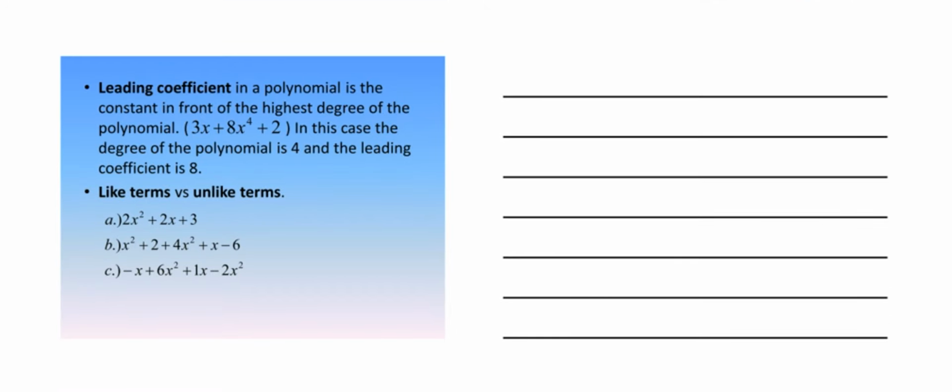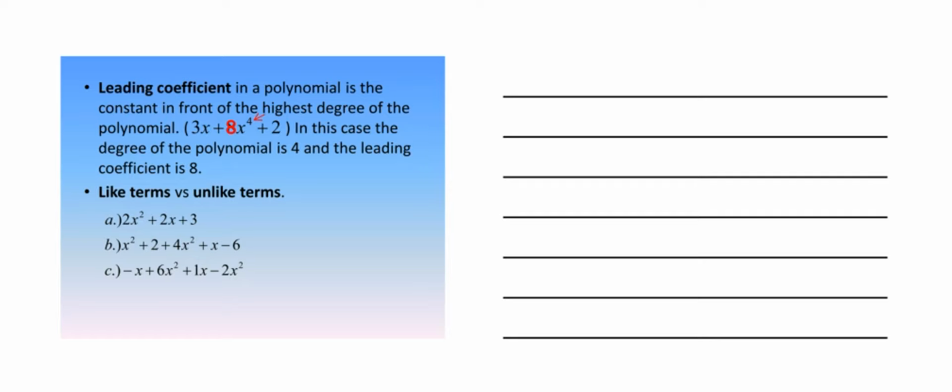Leading coefficient. Leading coefficient in a polynomial is a constant in front of the highest degree. In this case, the 4, highest degree of the polynomial. So which is the constant in front of the highest degree? The 8. So in this case, the degree of the polynomial is 4, and the leading coefficient is 8. So always the number that's in front of the highest exponent is the leading coefficient.